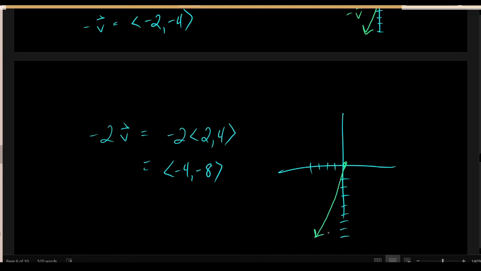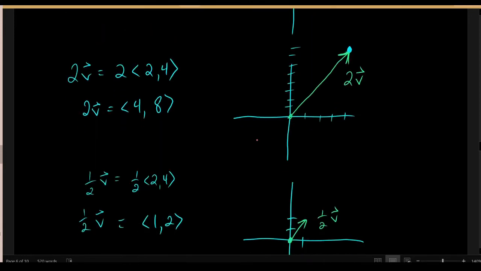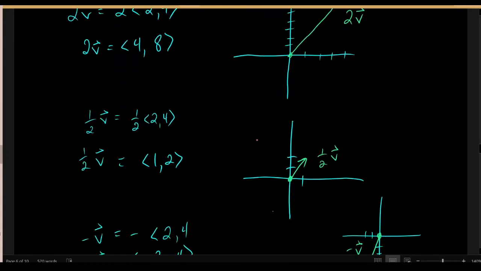Okay, so let's compare some of our vectors here. We had our original vector, which was equal to v. When we multiplied it by 2, the vector pointed in the same direction, but it was extended so that it was twice as long. Whereas if we multiplied it by 1/2, it still pointed to the top right, but this time it was only half the length that it was before.